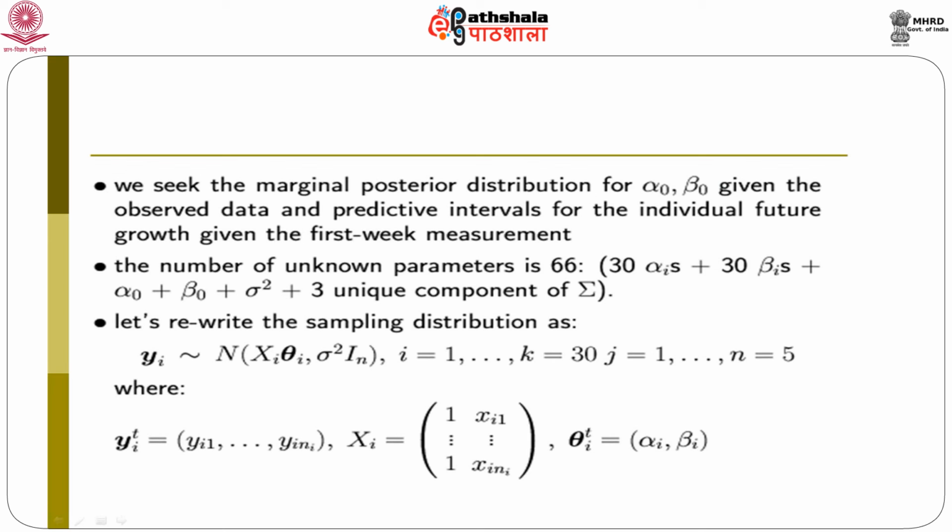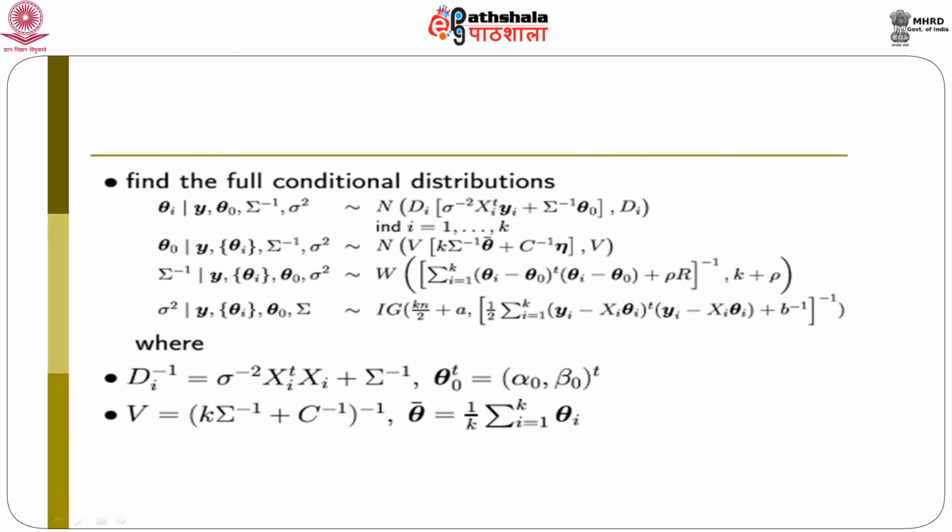30 alpha i's, 30 beta i's, alpha naught, beta naught, sigma square, and 3 unique components of sigma square will lead to 66 parameters. So you have the model with yi follows normal, xi theta i, sigma square I, where yi is yi1, yi2, up to yi ni. So accordingly xi and theta i is written, and then one can go for the Gibbs sampling, writing down the full conditional distributions.